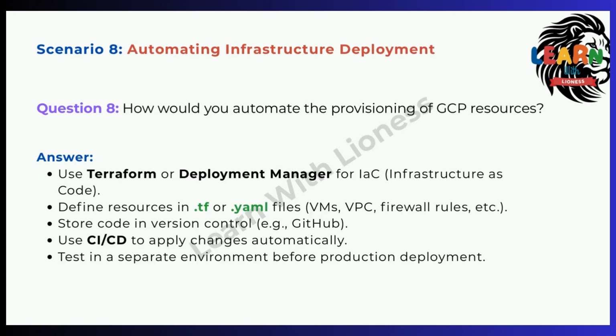Scenario 8. Automating infrastructure deployment. Question 8. How would you automate the provisioning of GCP resources? Answer. Use Terraform or Deployment Manager for IaC, infrastructure as code. Define resources in .tf or .yaml files: VMs, VPC, firewall rules, etc. Store code in version control, for example, GitHub. Use CI/CD to apply changes automatically. Test in a separate environment before production deployment.